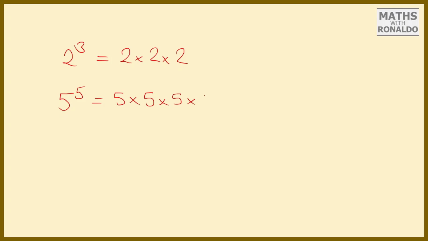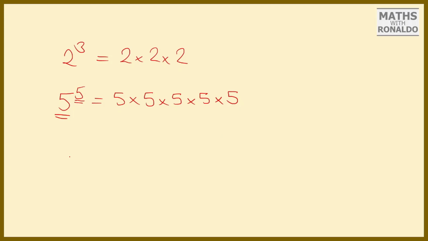If we have a number, say 2, and we want to apply a power of 3 to it, that is the same as writing 2 times 2 times 2. Again, this is assumed key stage 3 knowledge. If we have 5 to the power of 5, that's 5 times 5 times 5 times 5 times 5. Essentially, this bottom number, the base, is the number that we're multiplying, and the power, or the index, is how many times we're multiplying that number by itself.